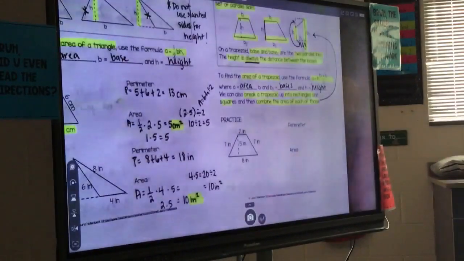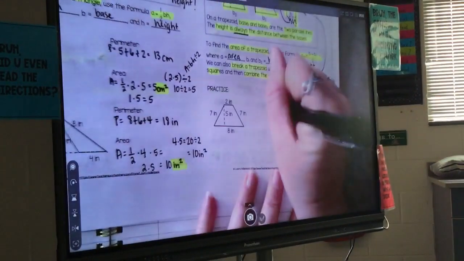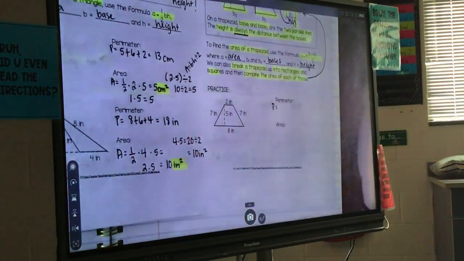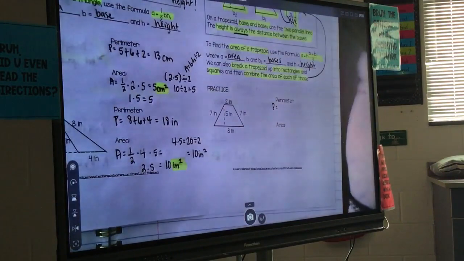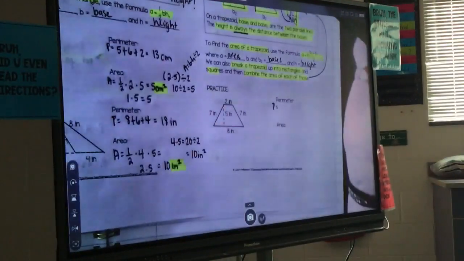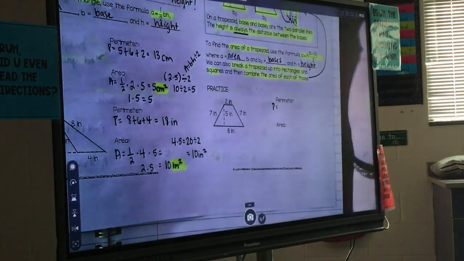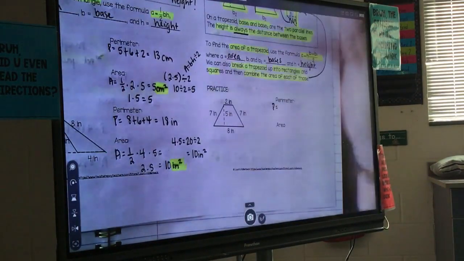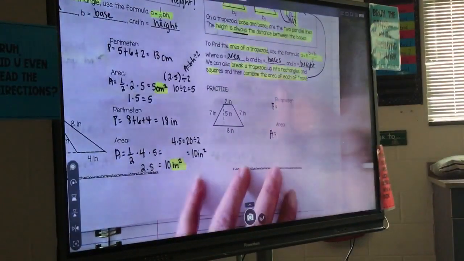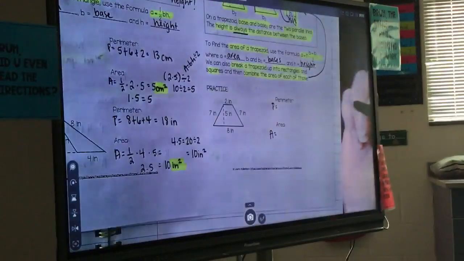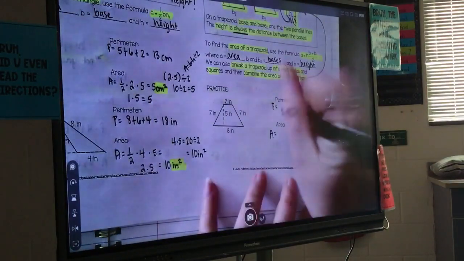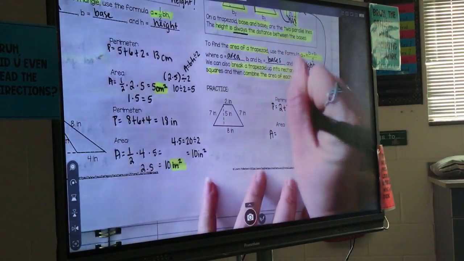All right, have a seat. So when we are finding the perimeter, ladies and gentlemen, what four numbers are we going to use? When we find the perimeter, what four numbers are we going to use? Okay, the outside, so you're using the outside numbers. When we find the area, we'll talk about that in a second. So find the perimeter. Stand up when you have it.